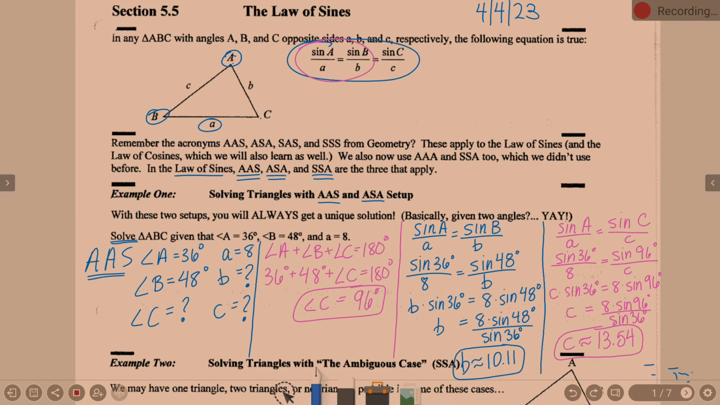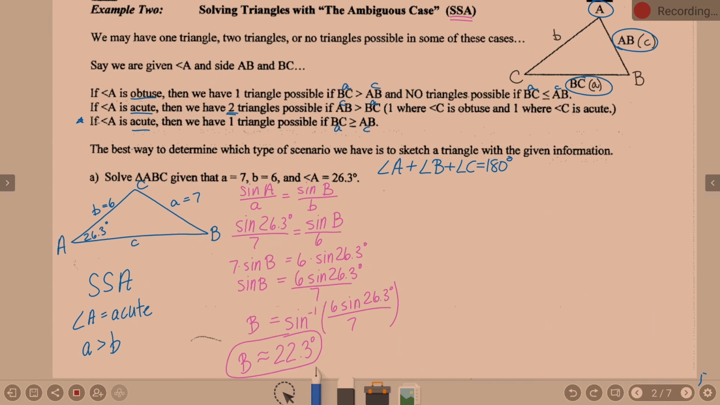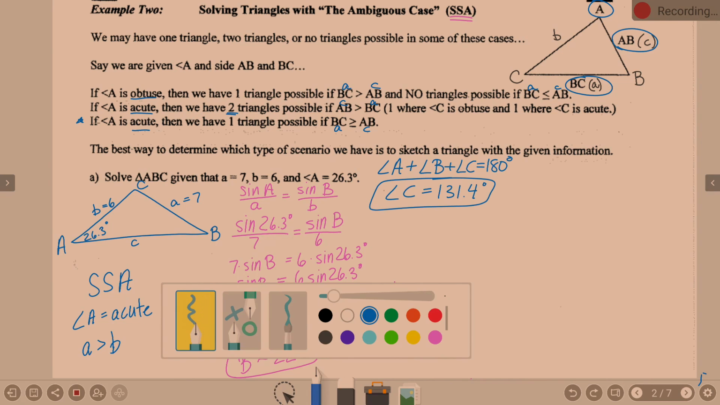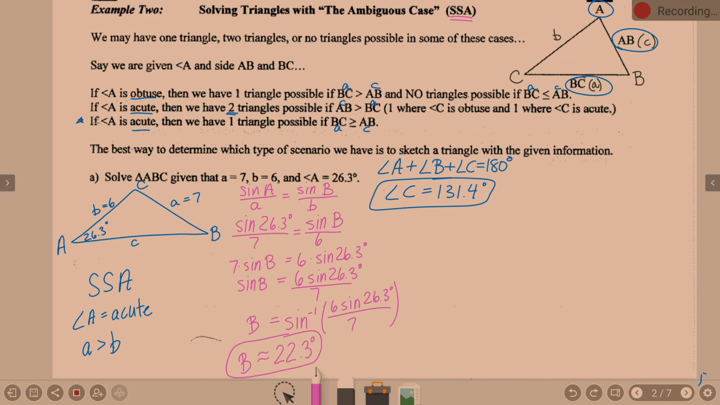Yes. I got it now. So angle C should be 131.4 degrees. Yep. Okay. Right. And now, what do we have left to find? Side C.